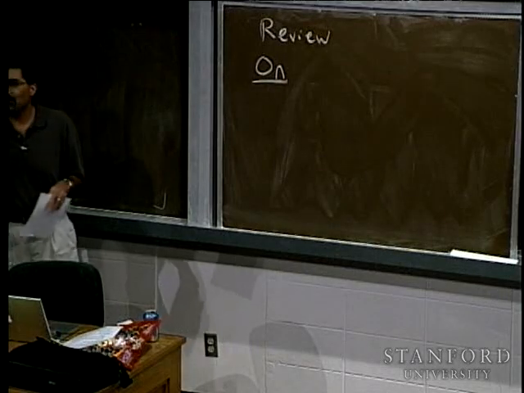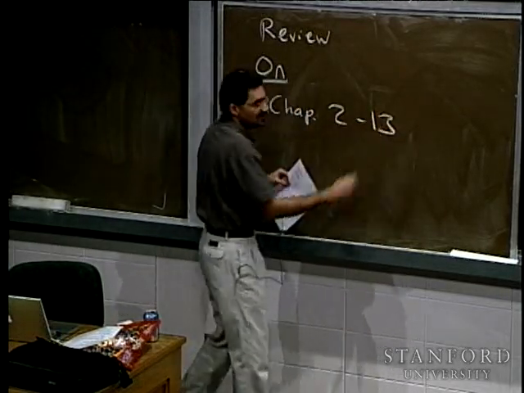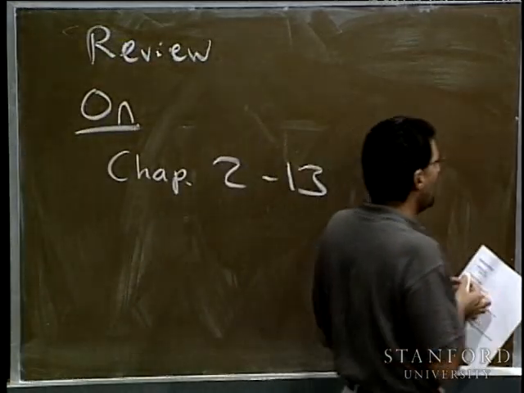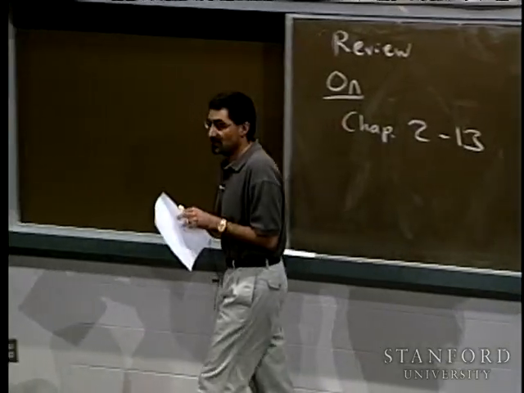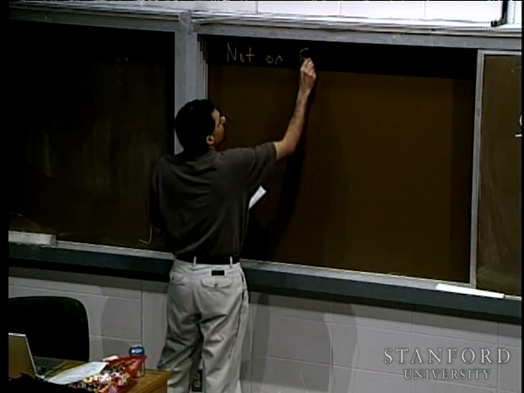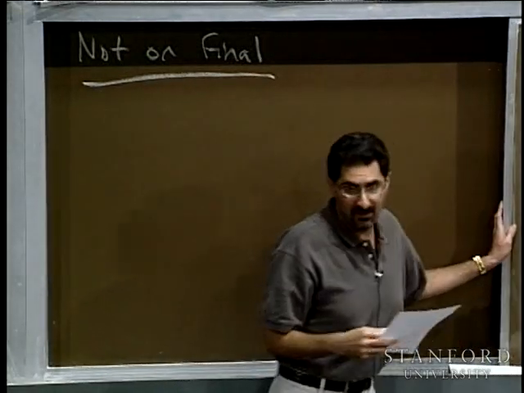And at a highest level, what's on the final is chapters 2 through 13 of the book. Okay? So Carol is not on there, and chapter 1 on history of Java, not on there either. Now, 2 through 13 covers a bunch of stuff. So let me start off by telling you what's not on the final, so you get a sense of what are some of the things you don't have to spend your time on. And then I'll spend some time emphasizing some of the things that you do want to worry about studying.